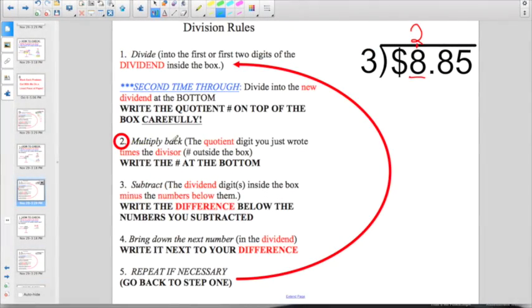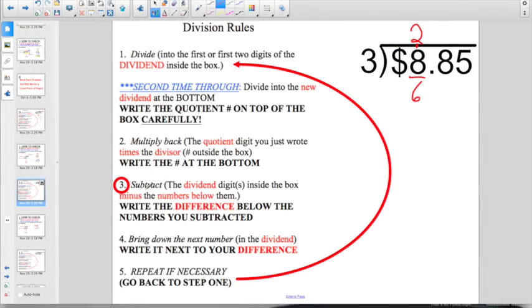All right, step number 2 says multiply back the quotient digit you just wrote. I just wrote the 2 times the divisor, aka the number outside the box. 2 times 3, and I want to write that product, that answer, right below my 8. So 2 times 3, hey, that's going to be 6. And I'll write it nice, neat, and straight right there. If you need a couple extra seconds, that would be fine. Otherwise, hit pause because I want you writing these out along with me.